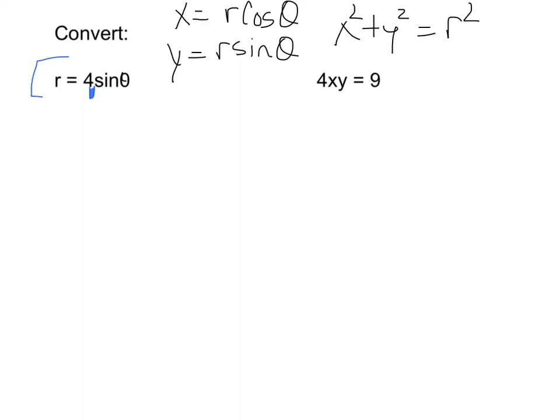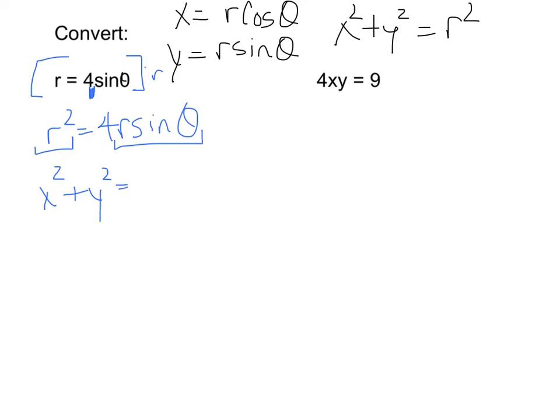Well, why not put an r there? Why not multiply the entire thing by r? So r multiplied by r is r squared, and I have 4r sine theta. Well, I know what r squared is. It's x squared plus y squared. I know what r sine theta is. It's y. So I have x squared plus y squared minus 4y equals 0. This is just a circle. You could do some completing the square, but this will just be a circle.